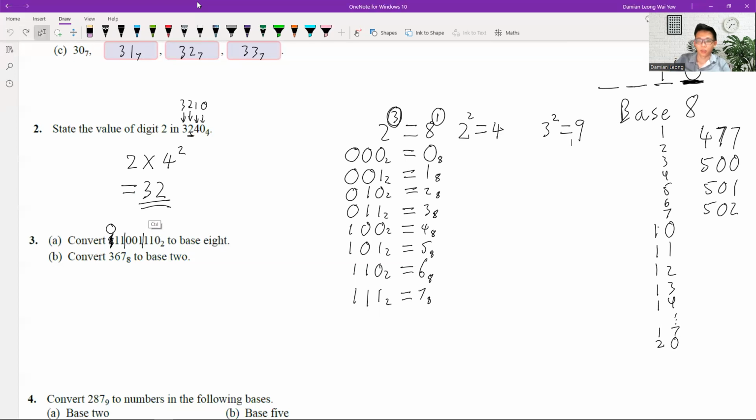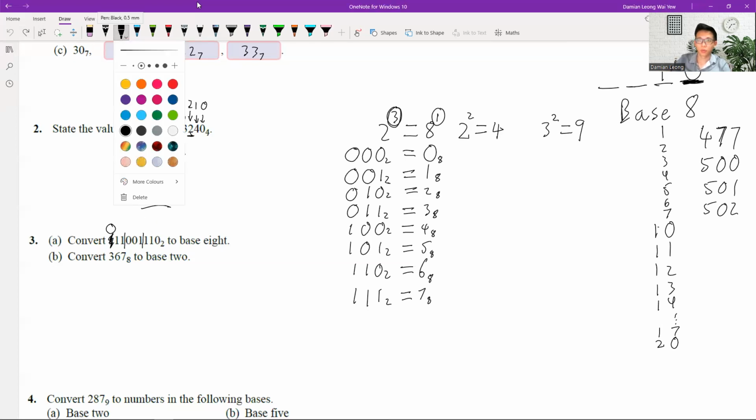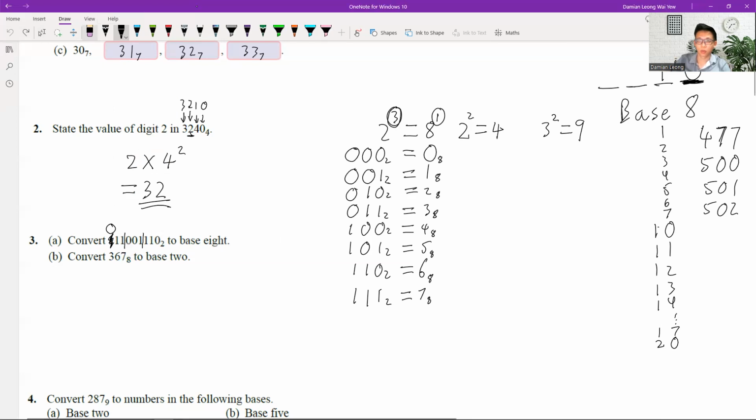Okay, so 1, 1, 1 in base 2 is basically a 7 in base 8. So for part A, first digit 7. 0, 0, 1 is 1 in base 8. So 1. 1, 1, 0. 1, 1, 0 is a 6 in base 8. So 6 base 8. So it's 7, 1, 6 in base 8.